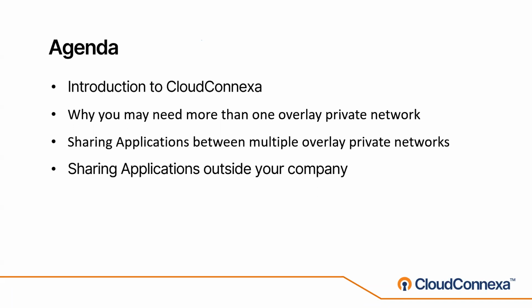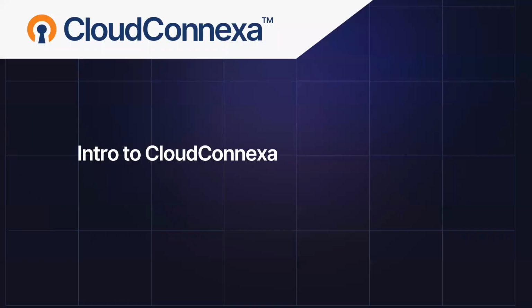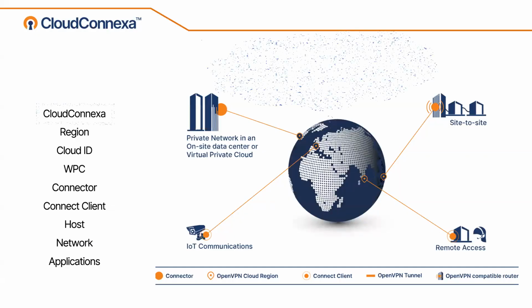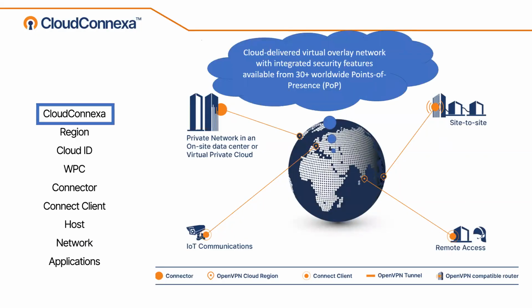Yeah, thank you, Rohit. And hello, everyone. Happy Monday. So without any further ado, we're going to start talking about CloudConnexa. As Rohit mentioned, there's going to be an overview of what the product is for people who are not familiar with CloudConnexa. So what is CloudConnexa? You can think of CloudConnexa as a cloud delivered service that creates a virtual private overlay network that you can use to connect devices and resources together securely all over the world. Now, these resources and devices can be users, applications in your private networks, or even IoT devices.